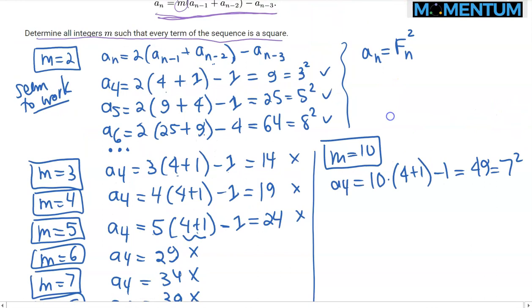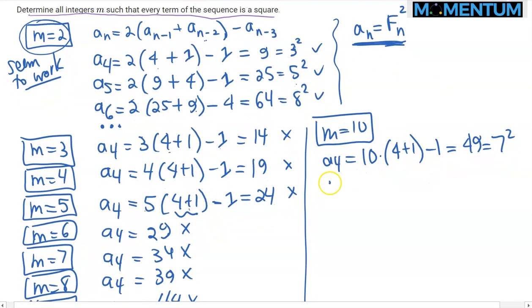But like in the previous case when it actually worked, m equals 2, I want to really see if I can figure out a pattern so that it can give me a guess. So I might as well continue calculation. So a5 would end up being 10 times 49, I should say, 49 plus 4 minus 1. 49 plus 4 is 53 times 10, 530 minus 1, 529. And if you remember from your number sense days, that would be 23 square.